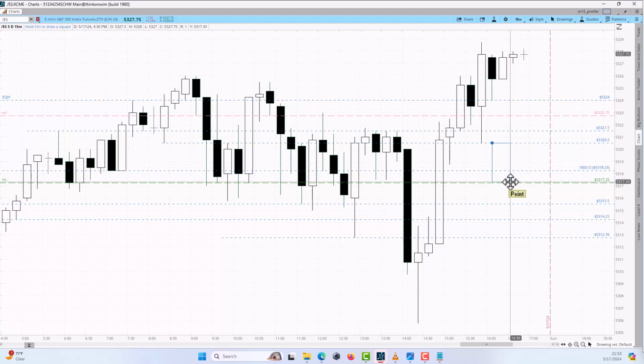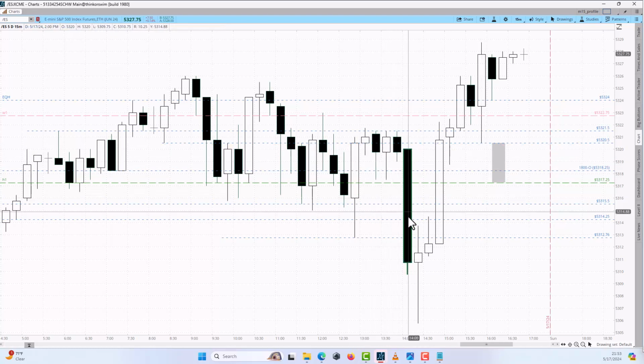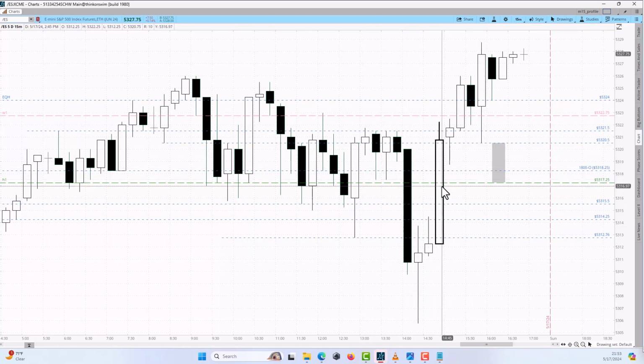So right here we have a big move, and the retracement turns to reversal, and then it's reversal back right away. It's amazing how it works.